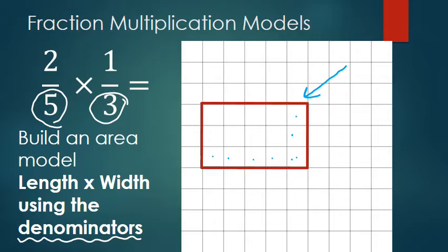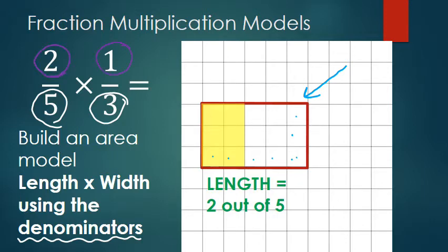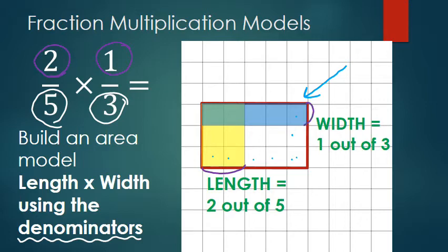Now we're going to take a look at what we do with our numerators. Our numerators, 2 and 1, are going to tell us what part of the length and the width to shade in. For the fraction 2/5, we can see right here that we're shading in 2 out of the 5 blocks. And for 1/3, we're shading in 1 out of the 3.